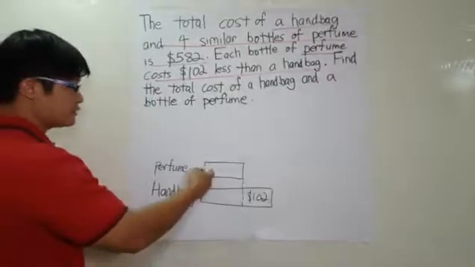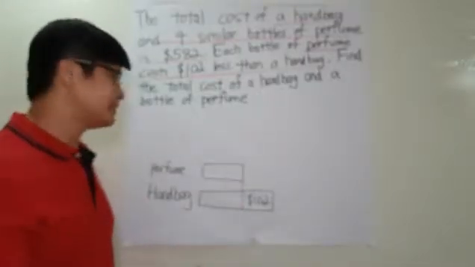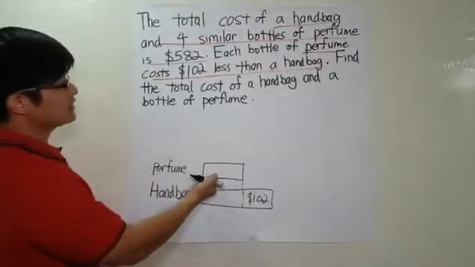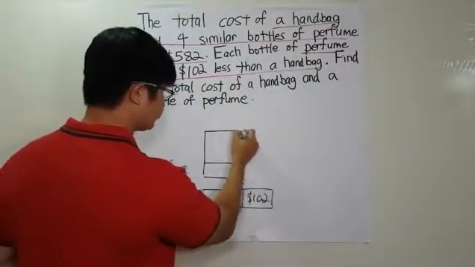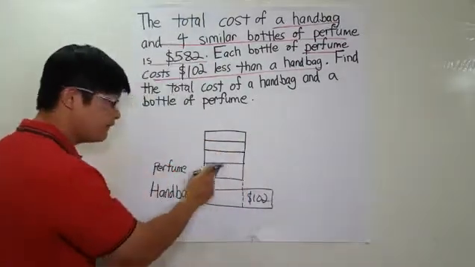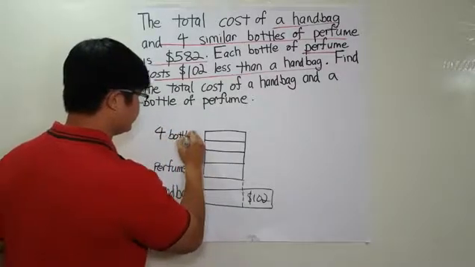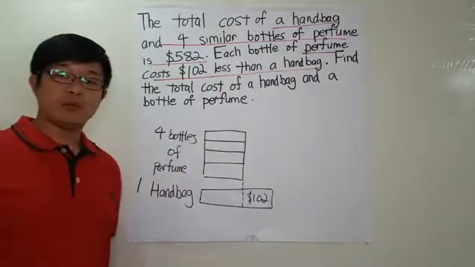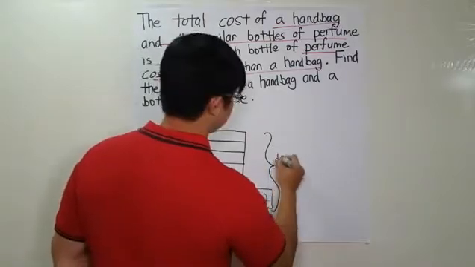Now ask our child, how many bottles of perfume did he buy? 4. So if this is 1, what am I going to do? My students know this as the Jenga method, like they stack it up like Jenga. I have 1, I need another 3 more to get 4, so I'll draw another 3 more. 1, 2, 3, 4. 4 bottles of perfume and 1 handbag. And what is the total cost? The total cost here is $582.